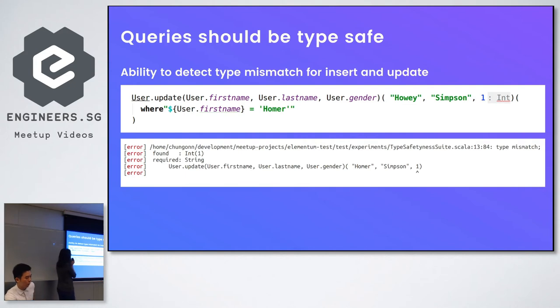Okay, if you notice here, we have the update function that calls the column variables and then passes the values, which are Hoey and Simpson. But as you can see, the first name, last name, and gender columns are of type string, which means it's expecting a tuple of string, string. However, in the values, we have Hoey, Simpson, and one, which is an integer. So it is able to help us determine that in this part of our code, we are expecting a string, and the developer is passing an integer.